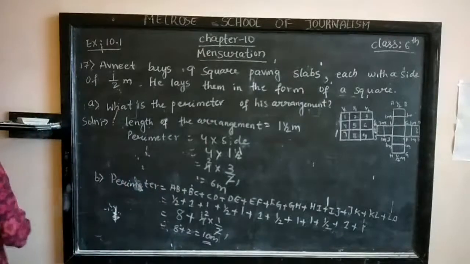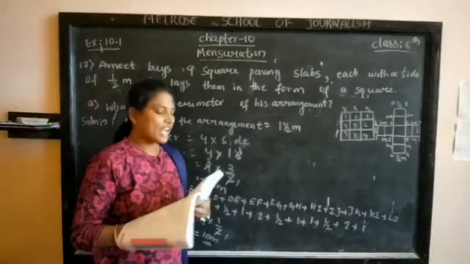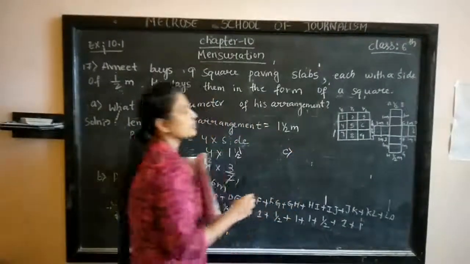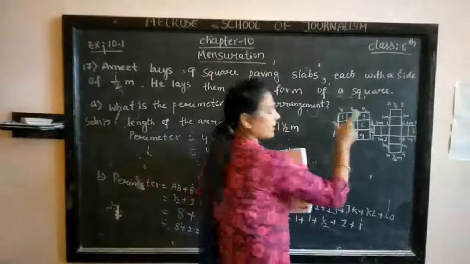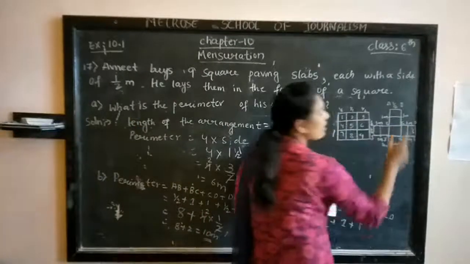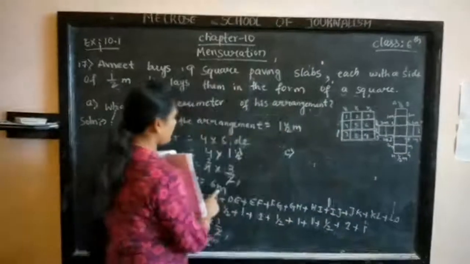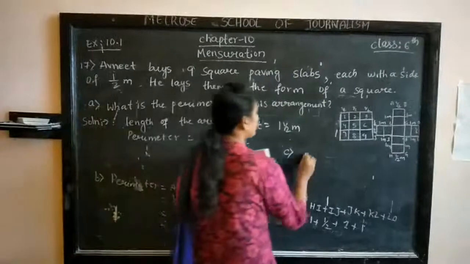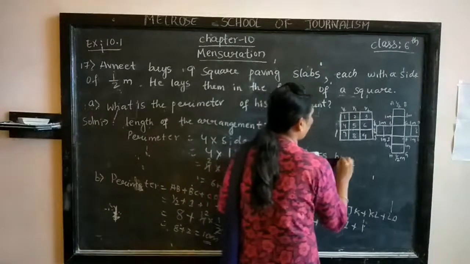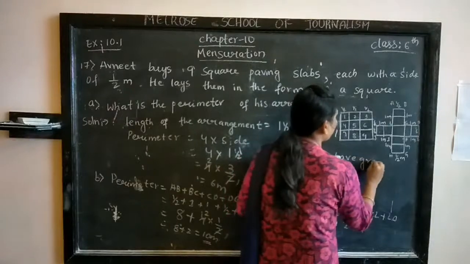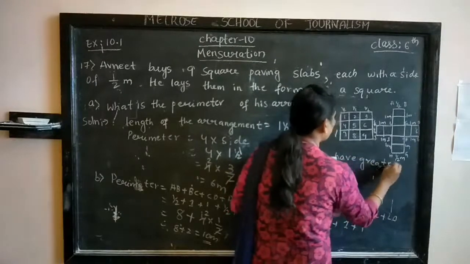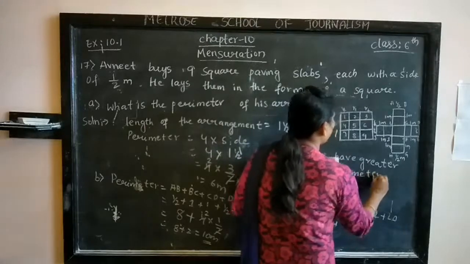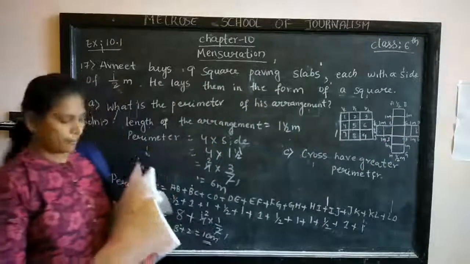And the C question is what? Which has a greater perimeter? C question answer I am writing. They were asking whether the square has a greater perimeter or the cross has a greater perimeter. See, the square is having 6 meters perimeter and the cross is having 10 meters perimeter. Therefore, the cross has a greater perimeter. Clear? The cross is having a greater perimeter.